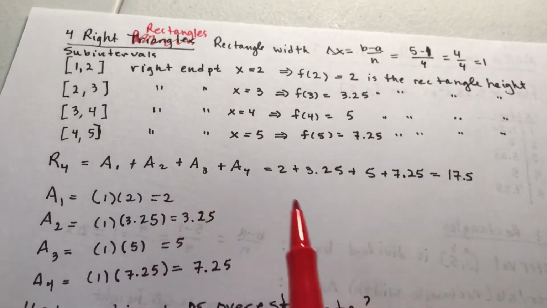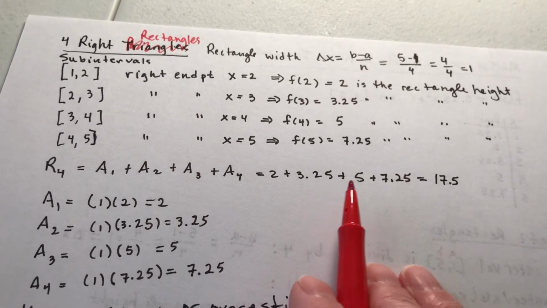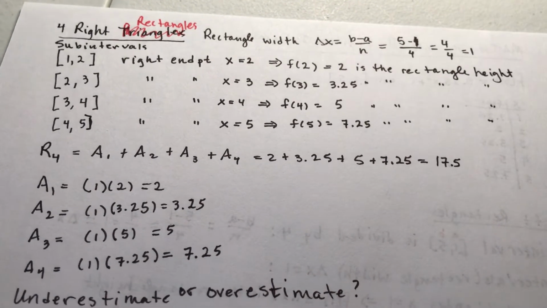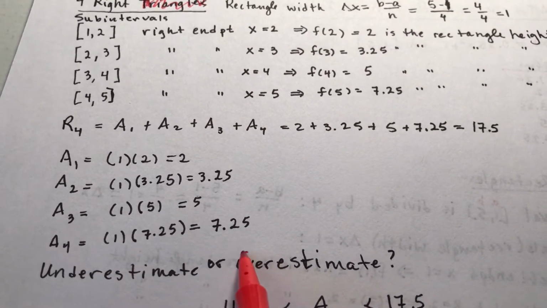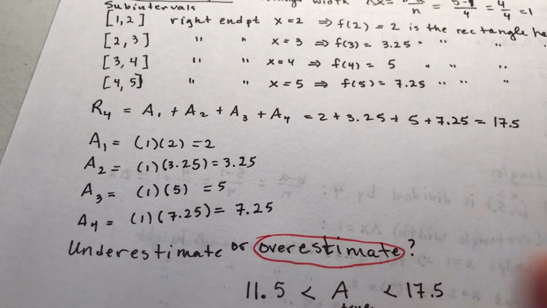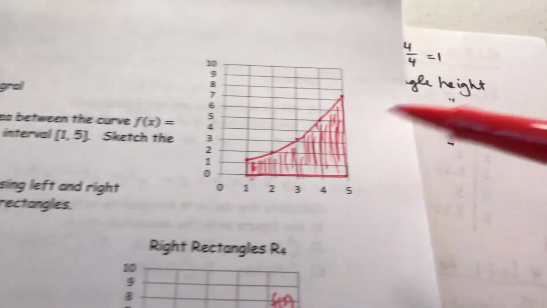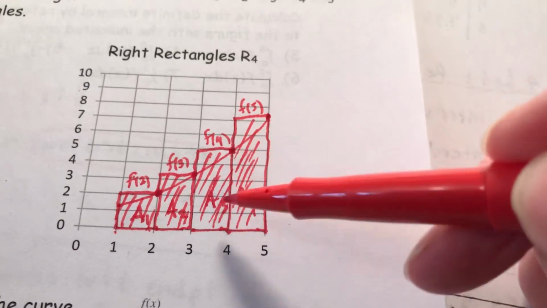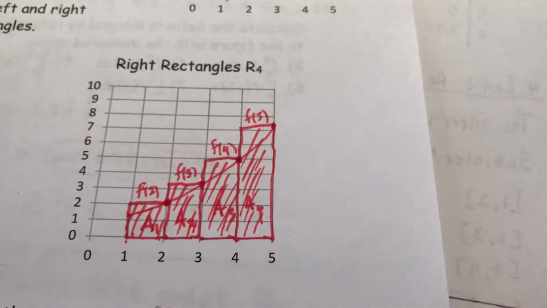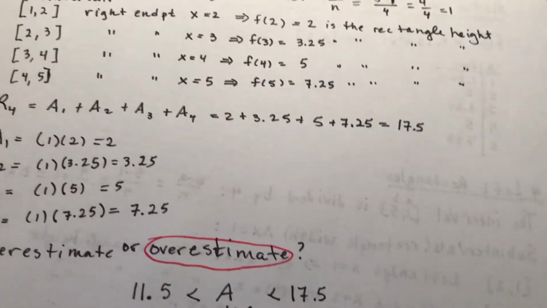So let's add these up. I get 2 plus 3.25 plus 5 plus 7.25, giving me 17.5. And is this an overestimate or an underestimate? And you can tell that it's an overestimate because if you look at this, we're looking for this area up to the curve, and this is more than the curve, the area under the curve. So we say it's an overestimate.